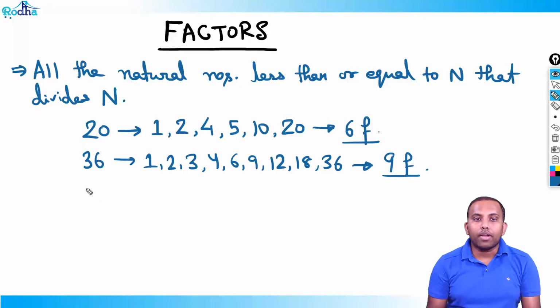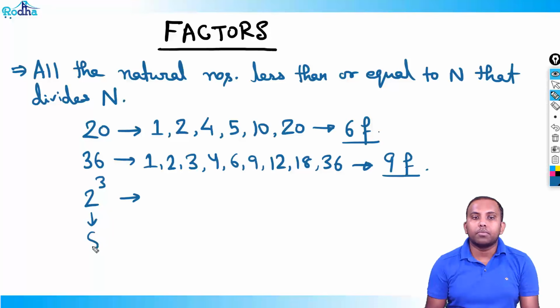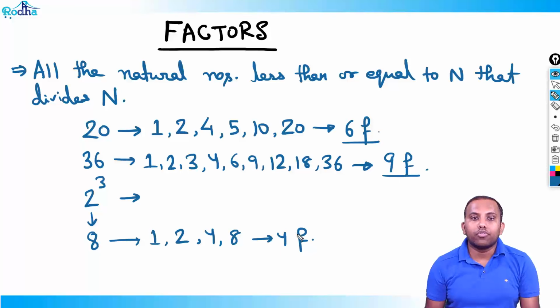Now, how many factors does 2 cube have? 2 cube is nothing but 8. How many factors of 8? 8 will have factors 1, 2, 4 and 8, only 4 factors. That means 2 cube has 4 factors.